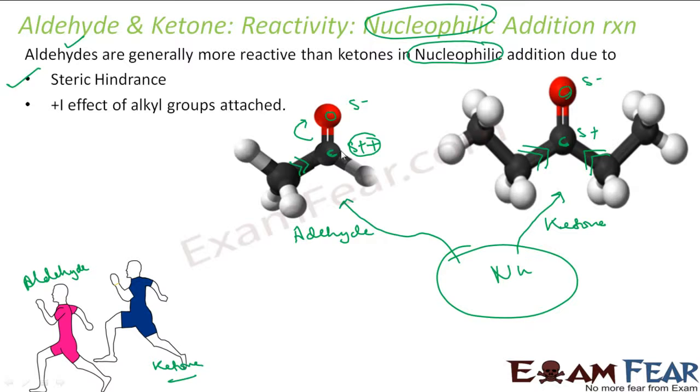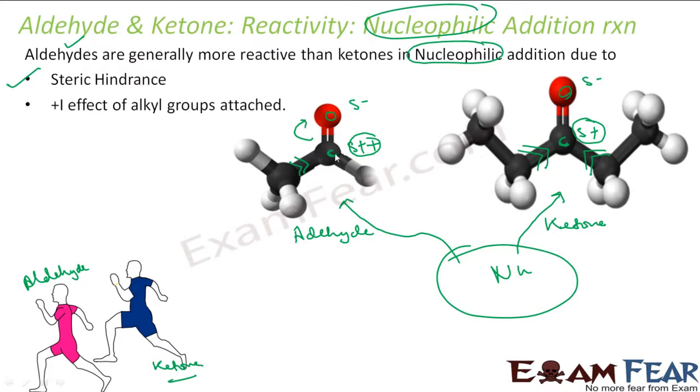This is my nucleophilic center actually, because it has more positive charge, and the higher the positive charge on this carbon, the greater the chance for the nucleophile to attack. This carbon has less positive charge. Why? Because whatever positive charge it had got diminished a little by the plus I effect of these two alkyl groups. So there are two reasons why aldehydes are more reactive.